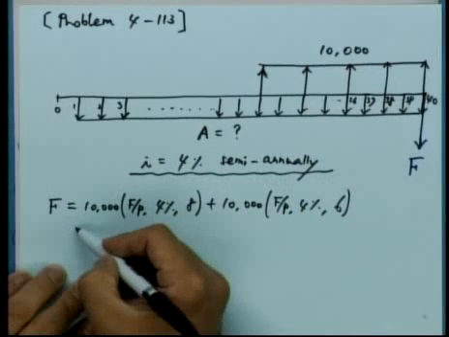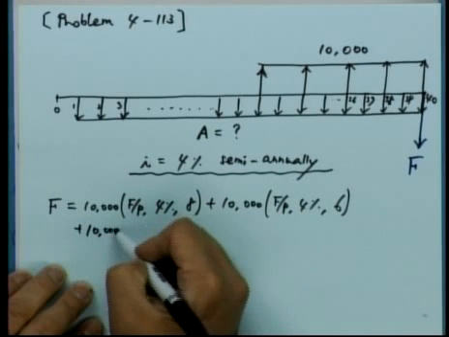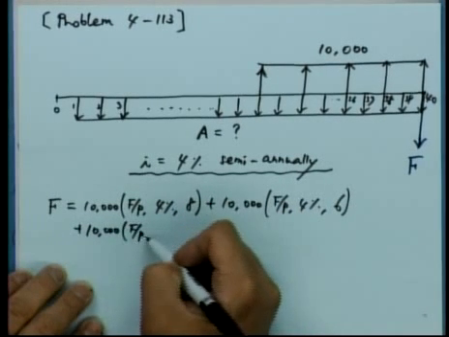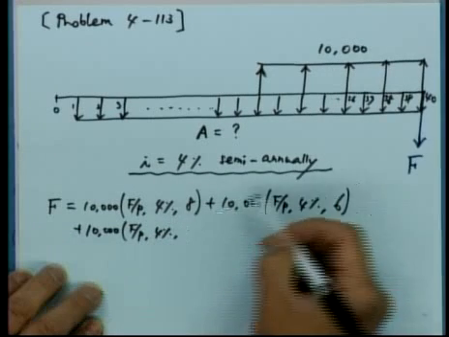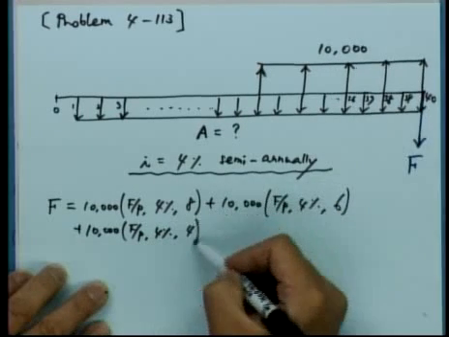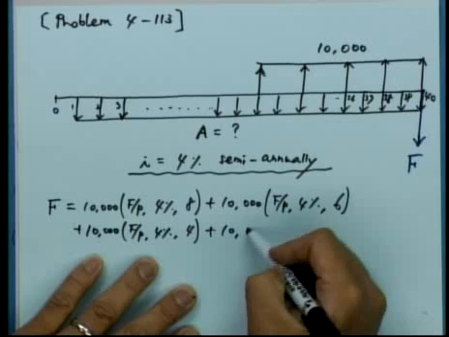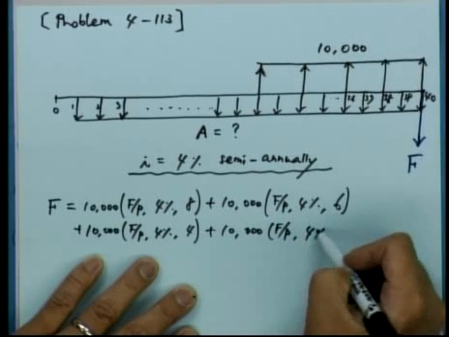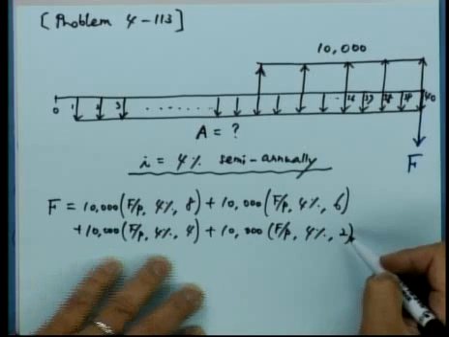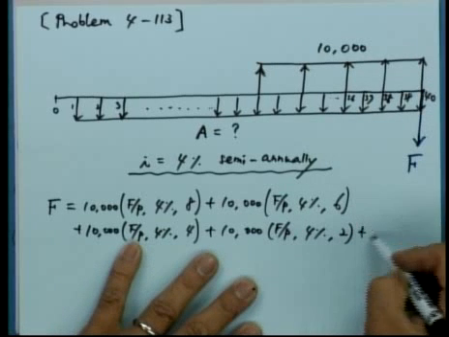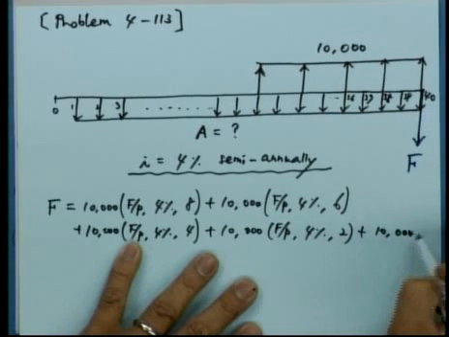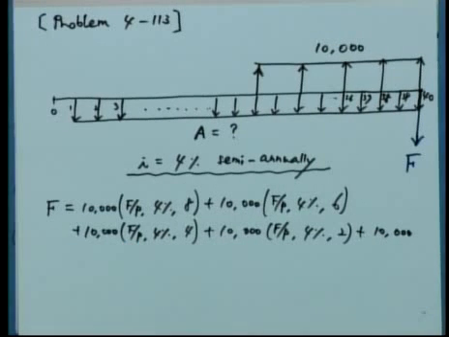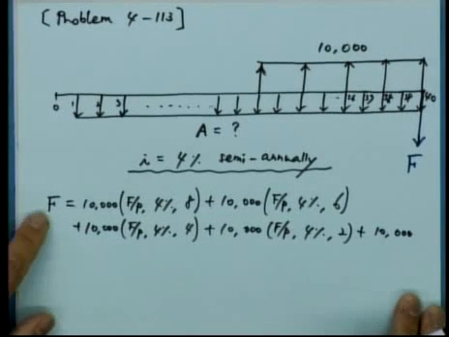So if you keep going, it's going to be 10,000 times F given P, 4%, now over 4 periods. 10,000 F given P, 4% over 2 periods. And the last one, you just need to add up. Okay? It's going to be F.